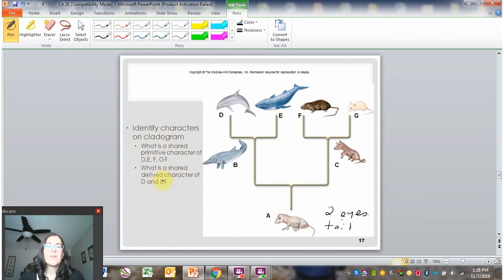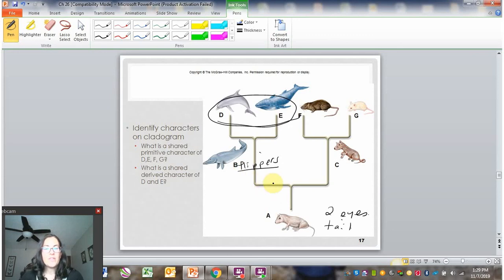The second part here is looking for a shared derived character of D and E. So we're focusing on D and E. So we're looking for a derived character, something that D and E are getting from their most recent common ancestor, but that this side of the cladogram does not have. And so we could maybe go with flippers. So we write in that trait here on the cladogram.